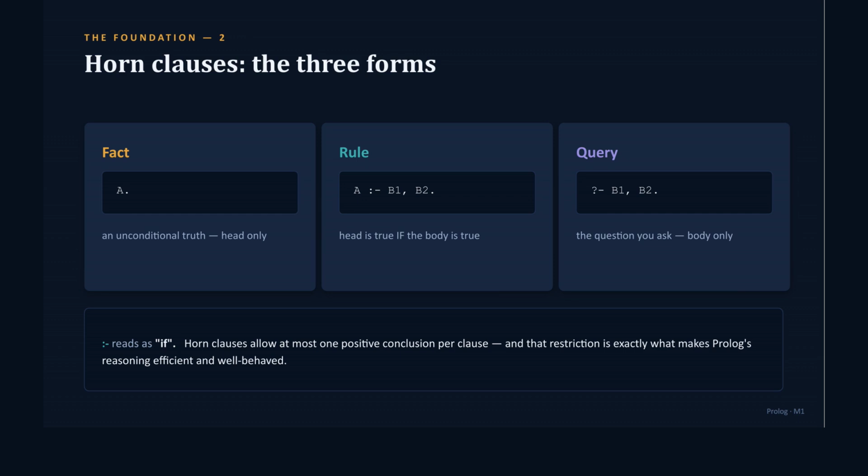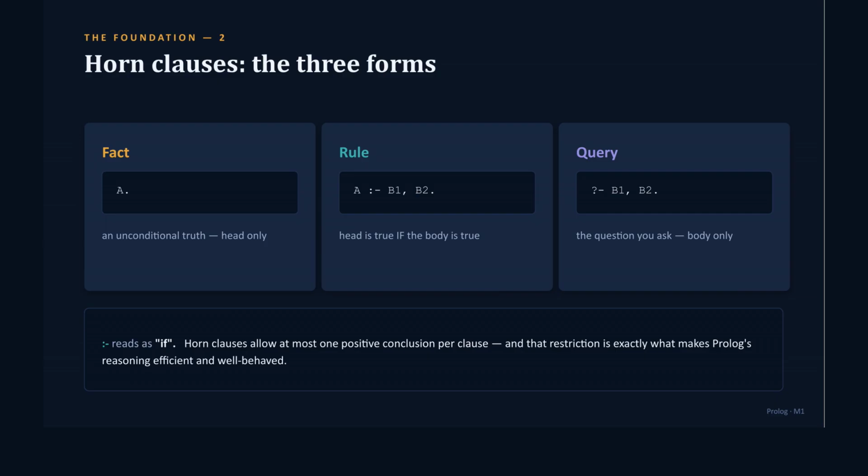A rule has a head and a body, joined by the turnstile, which you read as "if". The head is true if the body is true. And a query has only a body; it is the question you ask, written with question mark dash. Horn clauses are a restricted form of logic, with at most one positive conclusion per clause, and that restriction is exactly what makes Prolog's reasoning efficient and well-behaved.